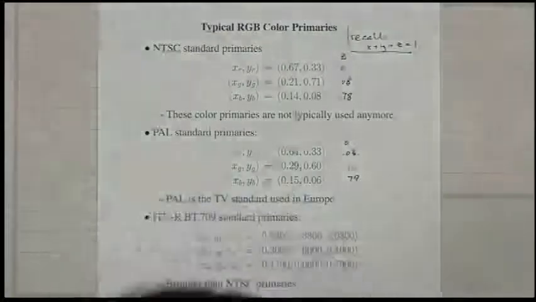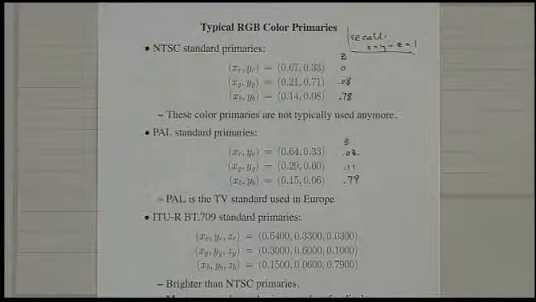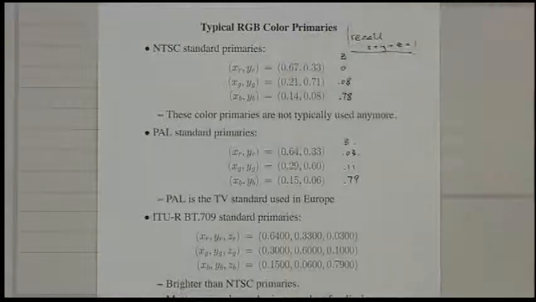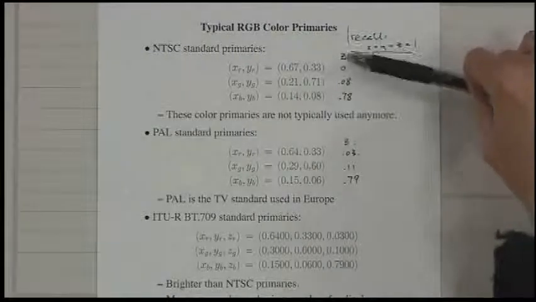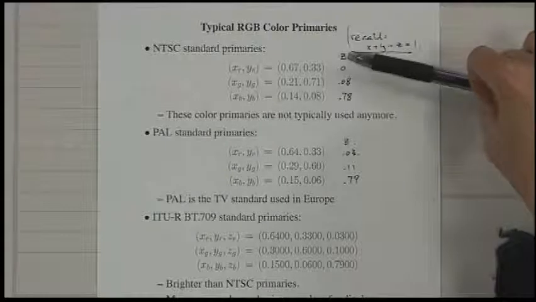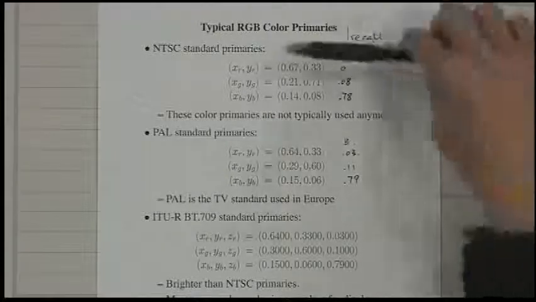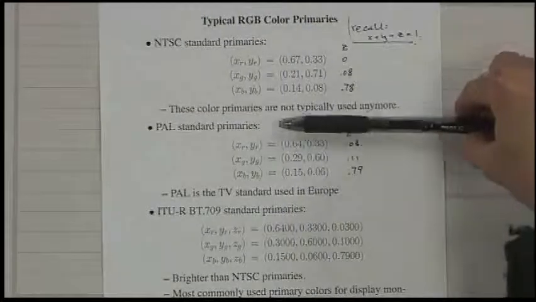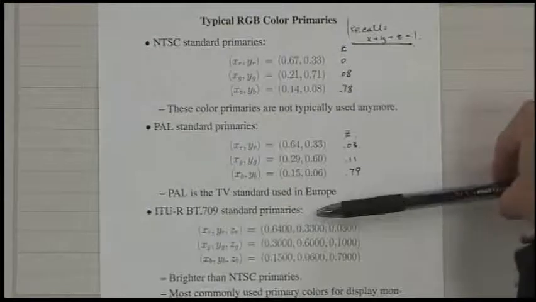We will talk about some examples of calibration using the white point. But before we go into that, we also need to talk a little bit about the RGB color primaries. Here are three popular primaries defined by different standards. The first one is defined by NTSC, the second one by PAL, and the third one is BT709.